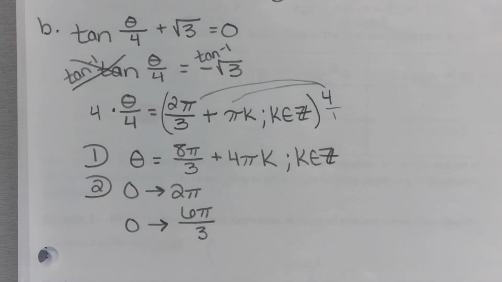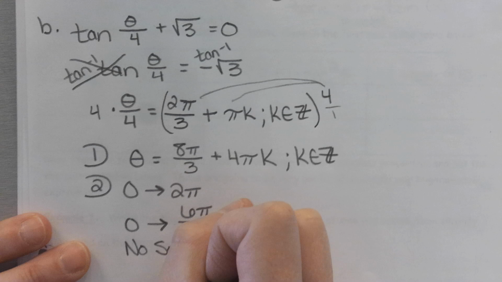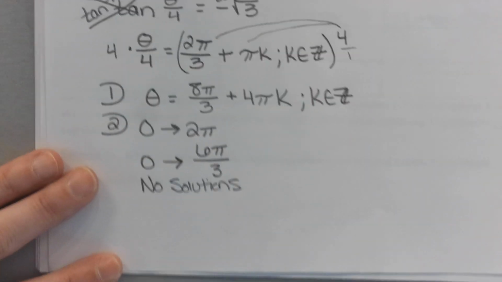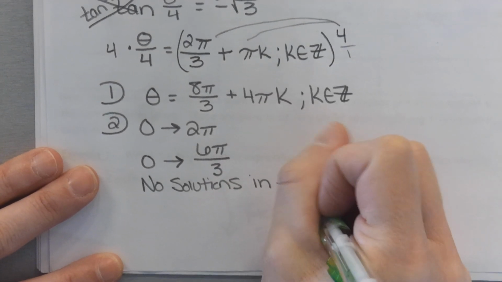Problem. We're already out of it before we can even do anything. So for part 2, there are no solutions in that window. So no solutions. That is it. I love that you're threatening me, though. That better be it. What was the end of that threat? No solutions in this window.